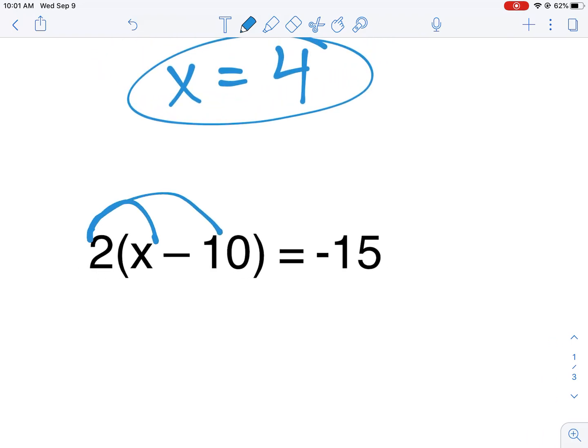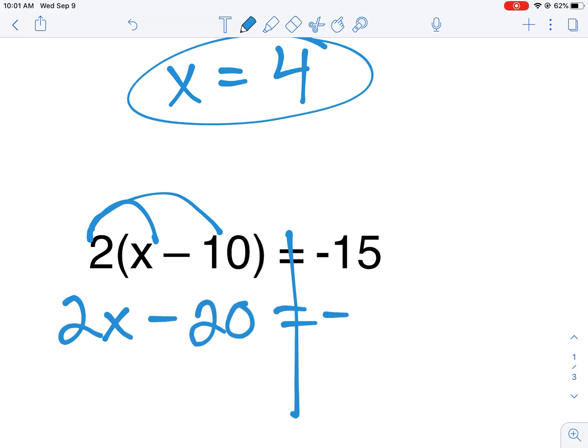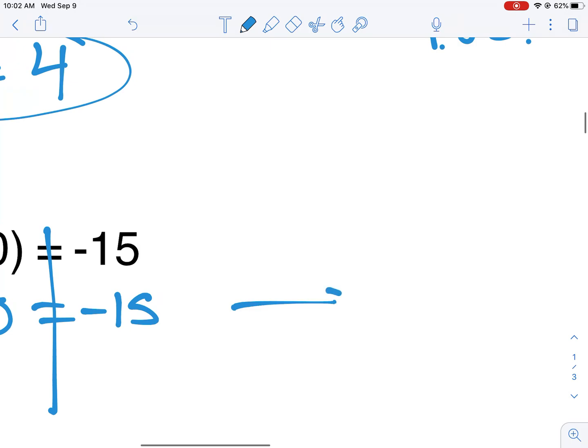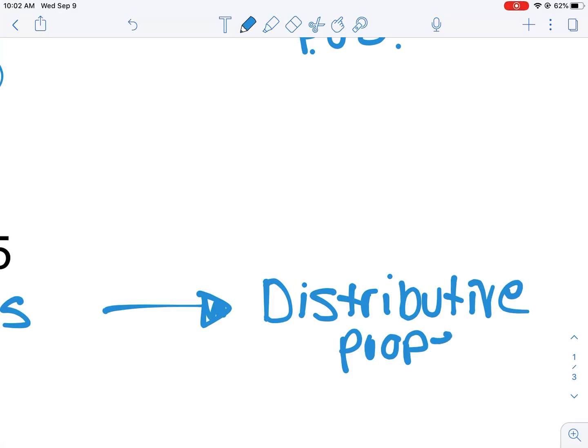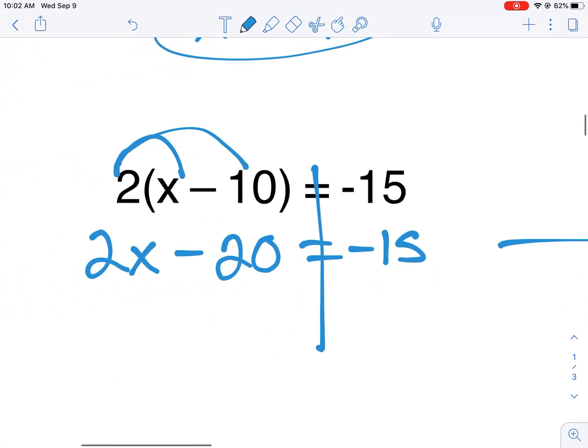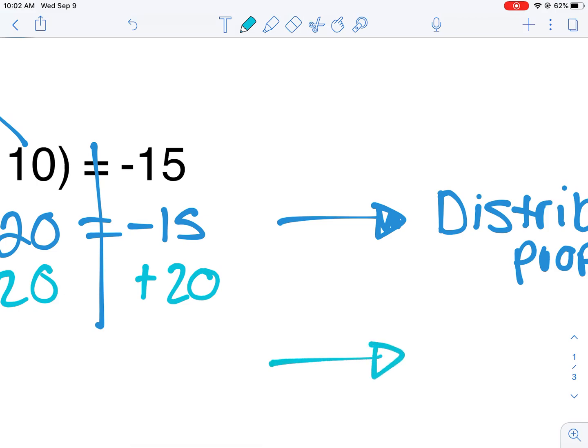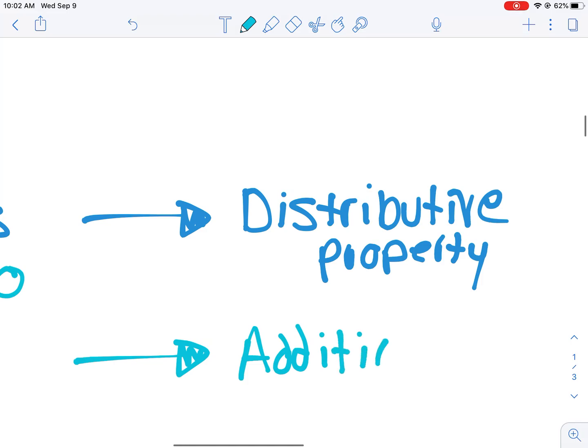Problem 2, your first step is to distribute. So we have 2x minus 20. That's not in our property list up there, but to explain this step, you're just going to write down distribute or distributive property. Okay, then from here, we are going to add 20 on each side. So this step is the addition property of equality.